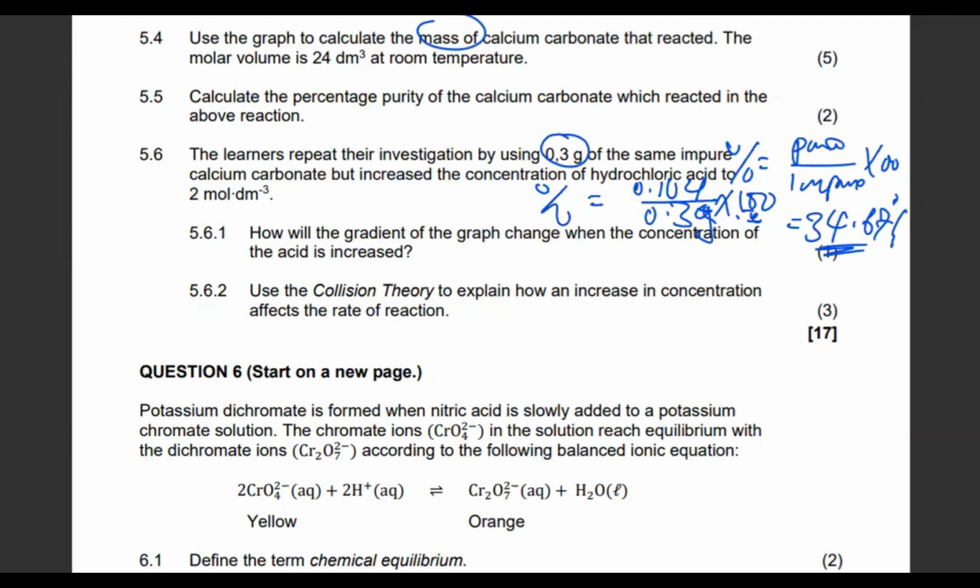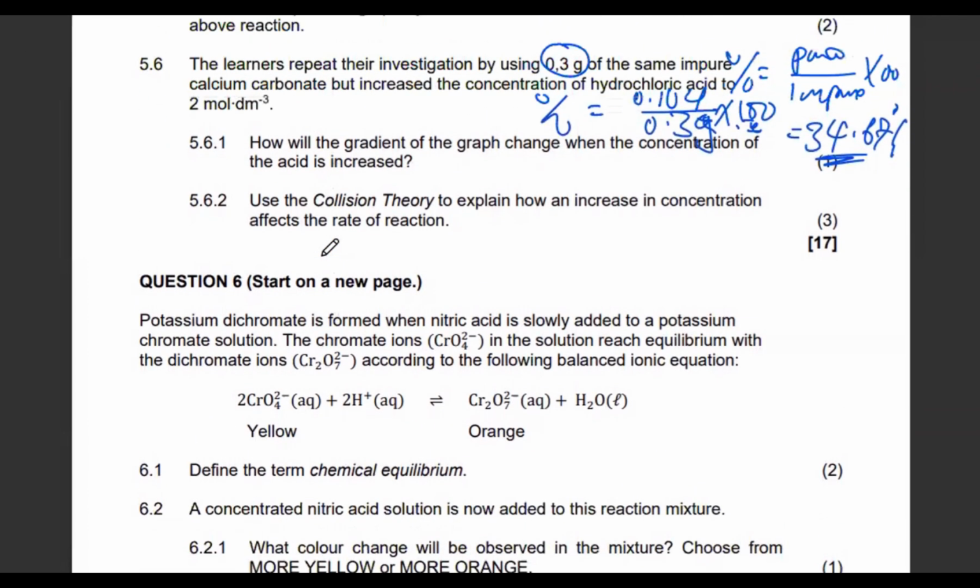Then 5.6, they're saying to use the collision theory to explain how the increase in the concentration affects the rate of reaction.